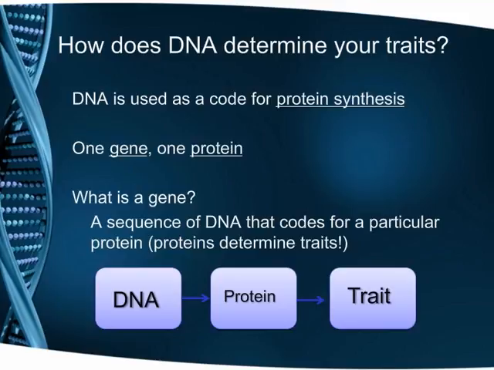Turn now to the back side of your graphic organizer. We are going to go into more detail about the central dogma of biology, how DNA determines your traits. If you look at the bottom of this slide, you can see the sequence. DNA leads to protein, which leads to trait. And that is also written up at the top of your graphic organizer.